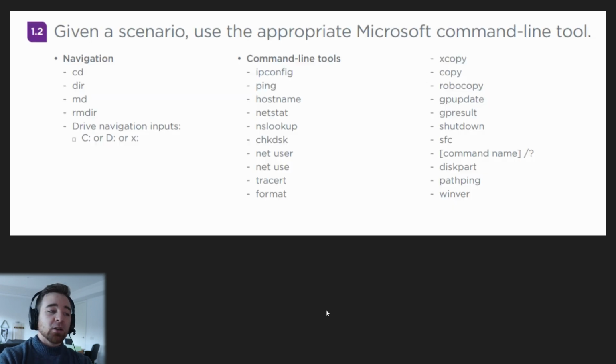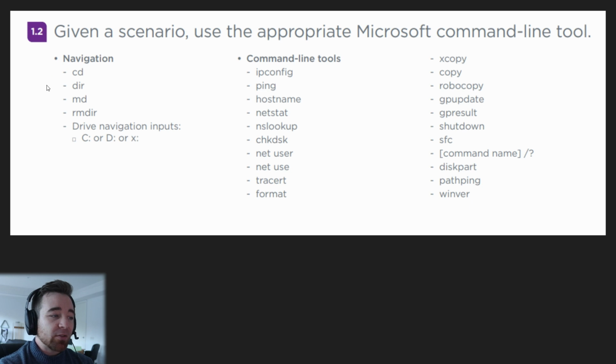So this one comes from exam objective 1.2, and the exam objective reads, given a scenario. So already we know that when it comes to our exam, we're going to get a scenario. Use the appropriate Microsoft command line tool. So we'll be given a scenario and we'll need to choose which tool is the most appropriate for that particular scenario, for that particular job we're trying to do there.